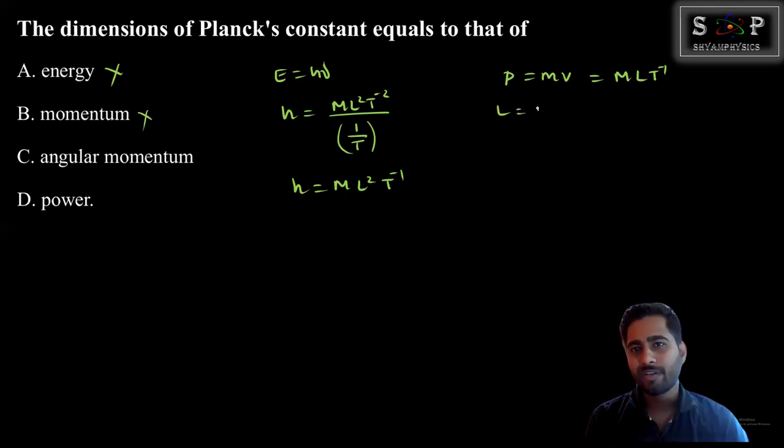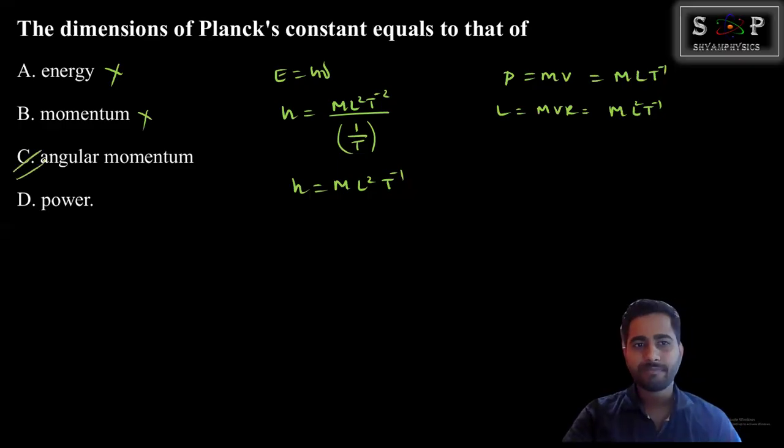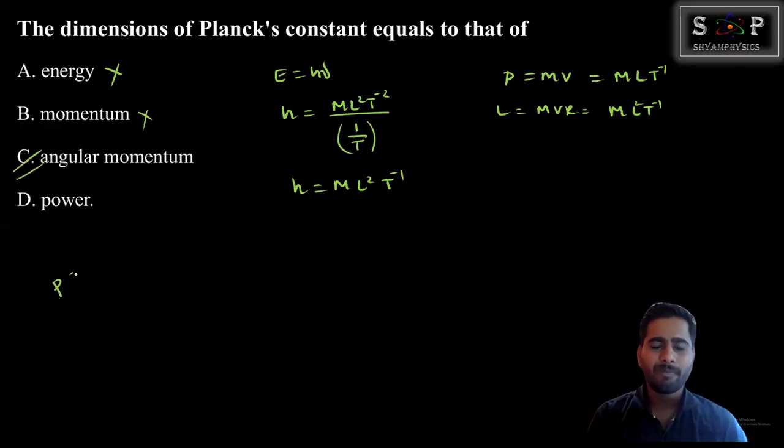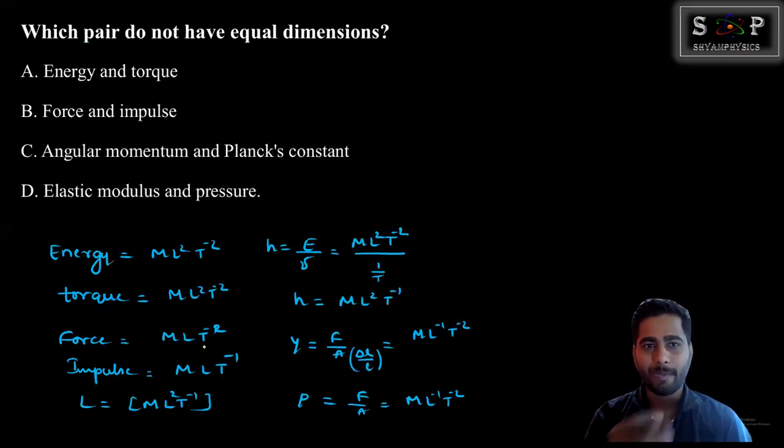Angular momentum is m v r. So M L T to the power minus 1, and one more r is there, so it will become L to the power 2. Exactly, it is matching, angular momentum. Power, if you want to calculate, is work done by time. Work done is M L to the power 2 T to the power minus 2 divided by time. Time comes to the denominator, so it will be M L to the power 2 T to the power minus 3. So power will not work out here.